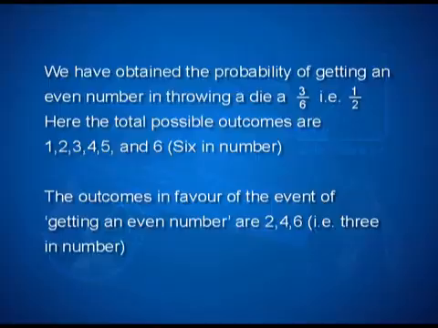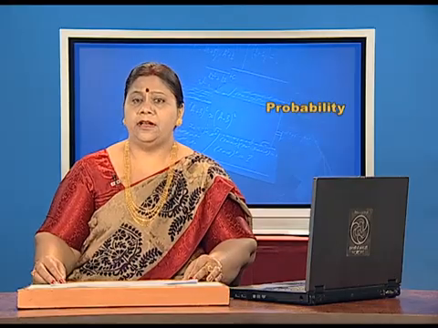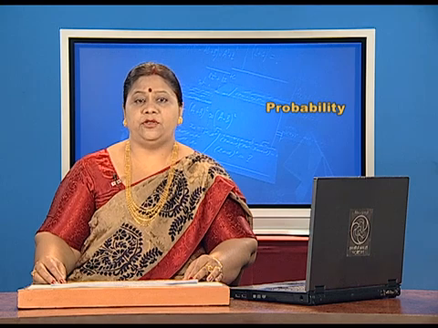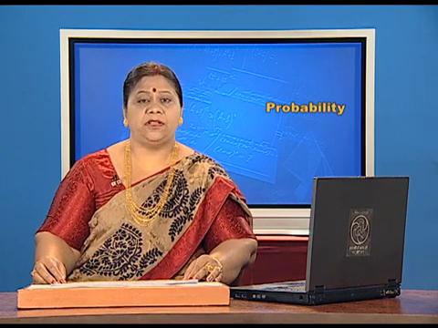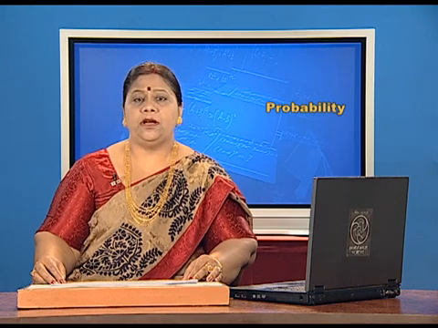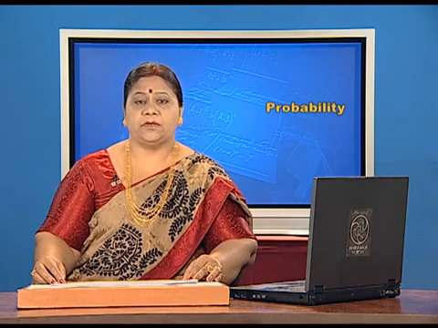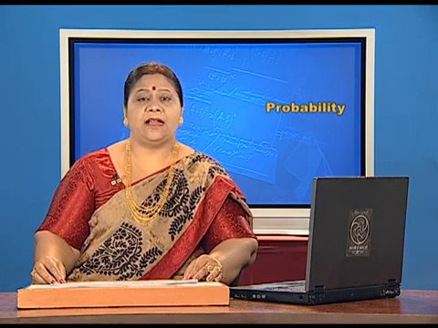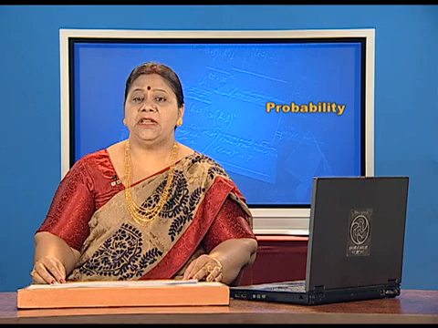In general, to obtain the probability of an event, we find the ratio of the number of outcomes favorable to the event to the total number of equally likely outcomes. This theory of probability is known as classical theory of probability.